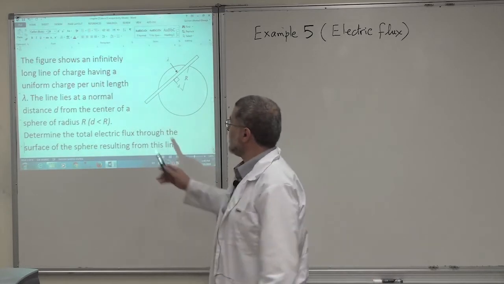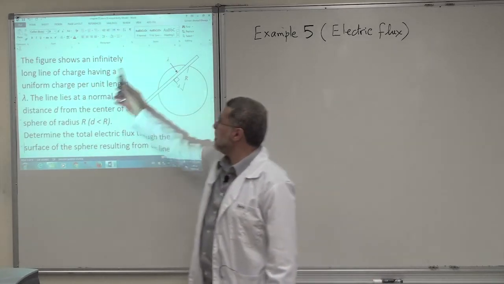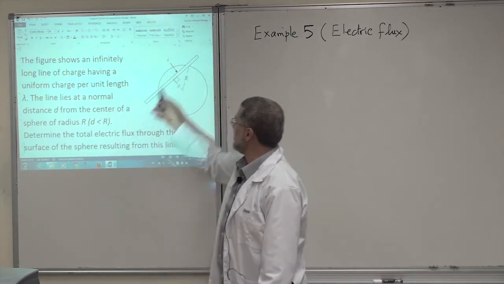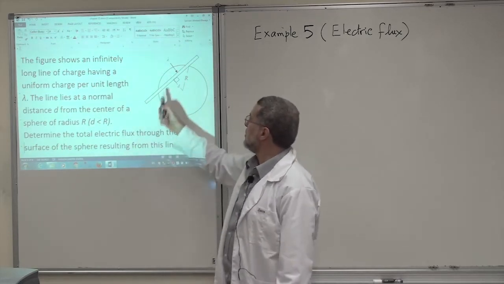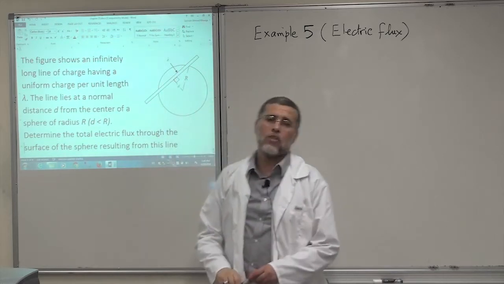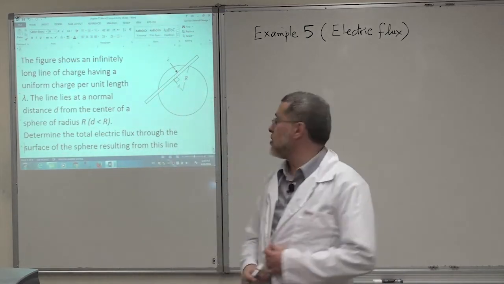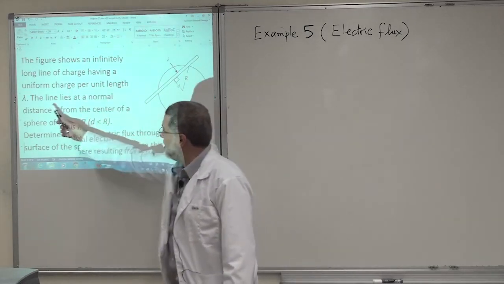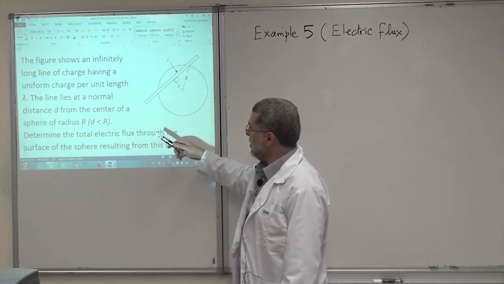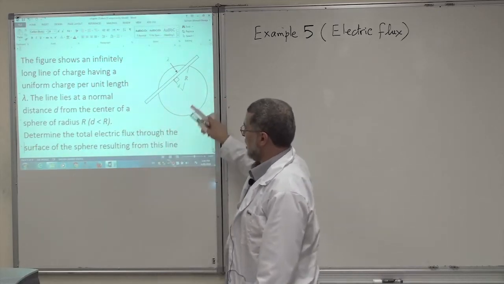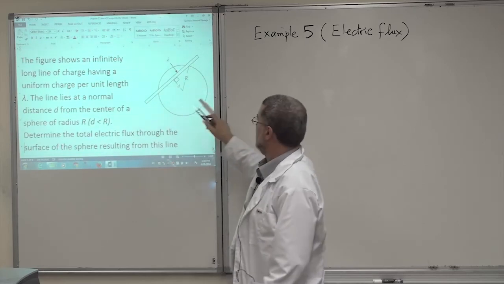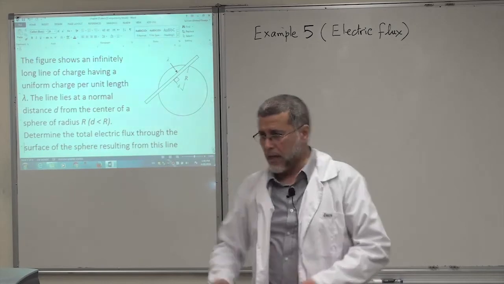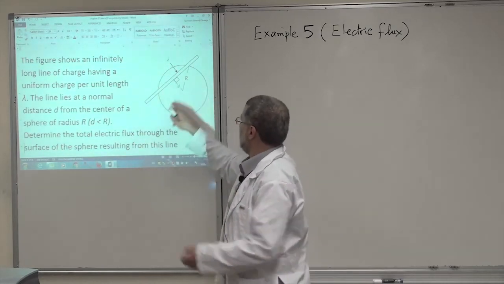Now this example says the figure shows an infinitely long line. Of course, it's not shown as infinite because it has to go in these directions. It's a line charge, so it has lambda, which is Q over L, the linear charge density: a charge having a uniform charge density per unit length lambda. The line lies at a normal distance from the center of a sphere. The sphere is not there; it's a Gaussian surface with the shape of a sphere. Here they are showing only a circle, but actually this is a sphere.